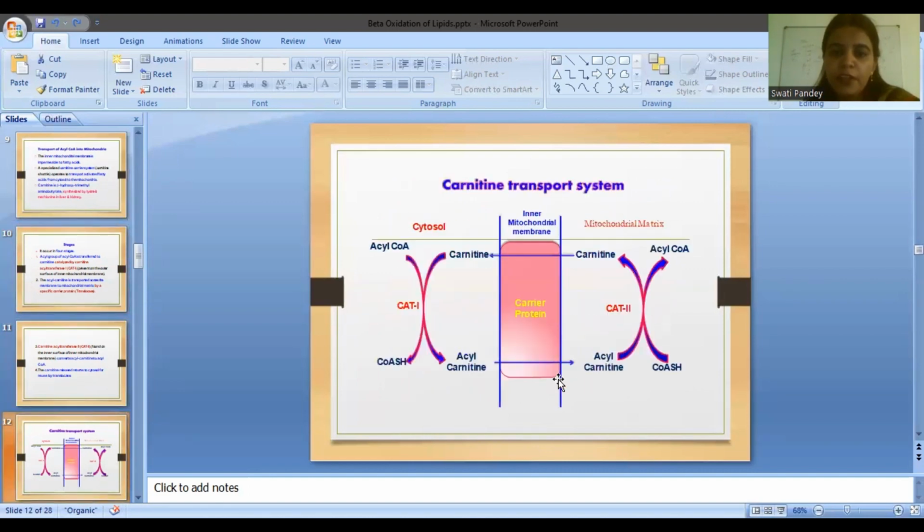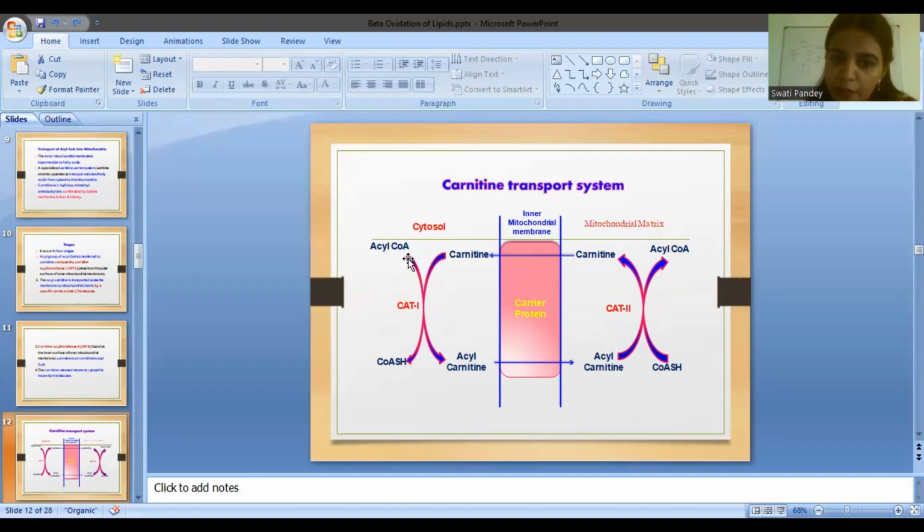So we will discuss the carnitine transport system. This is the carnitine transport system. As we can see, this is the outer portion, that is the cytosol portion, and this is the inner mitochondrial matrix. At the inner mitochondrial membrane, the enzyme carnitine along with its carrier protein operates.